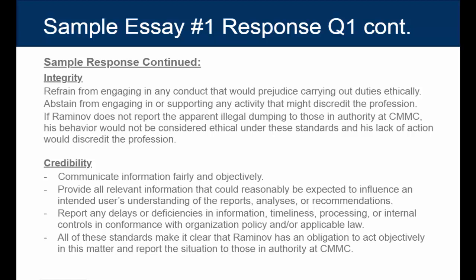Under credibility, communicate information fairly and objectively. Provide all relevant information that could reasonably be expected to influence an intended user's understanding of the reports, analyses, and recommendations. Report any delays or deficiencies in information, timeliness, processing, or internal controls in conformance with organization policy and/or applicable law. All of these standards make it clear that Romanov has an obligation to act objectively in this matter and report the situation to those in authority at CMMC.